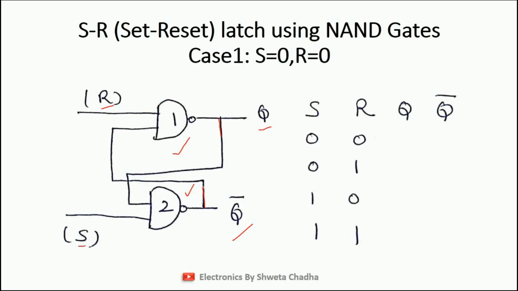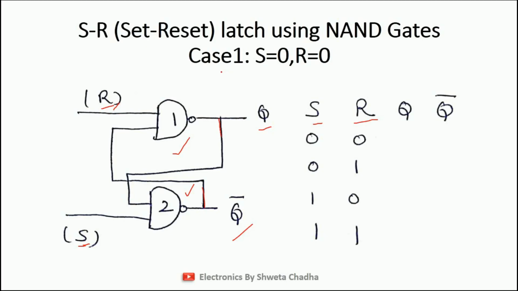Let us start the discussion on the truth table, that what is going to be the output of this SR latch using NAND gate. So here I have written a blank truth table, where S and R are the input signals and Q and Q bar are the output signals. Make sure, students, that this below signal is S and the above signal is R. S means set and R means reset.